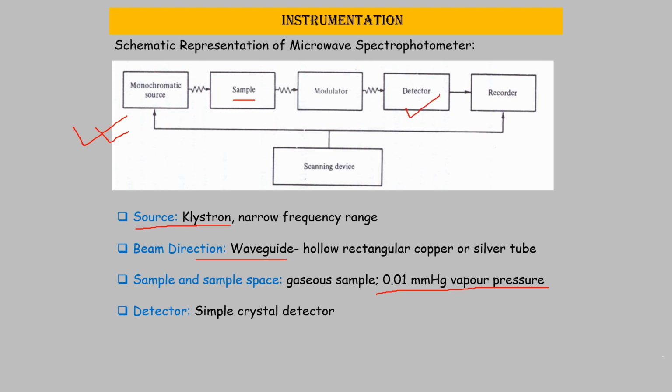After passing through the modulator, it goes to the detector. We get a rotational spectrum, and to check it we need a recorder to record the spectrum. After the detector it goes to the recorder, which is nothing but an oscilloscope, and we get a recorded rotational spectrum of a particular sample present in the gaseous state.